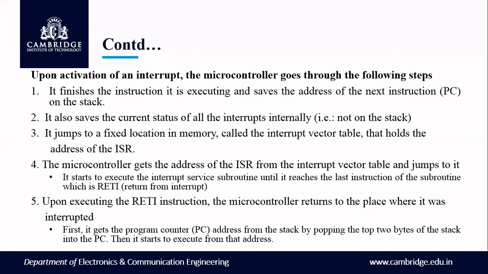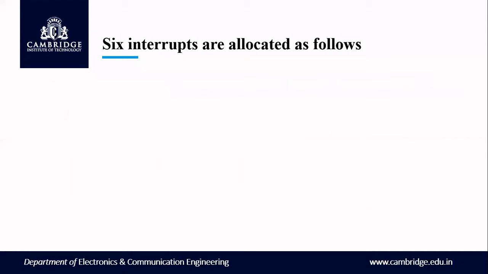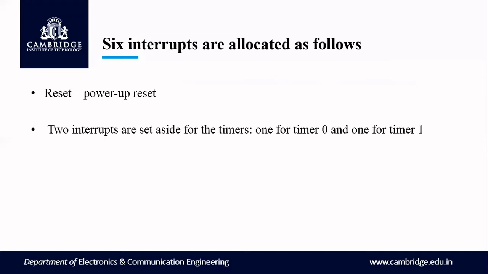Normally, whenever an interrupt occurs, a microcontroller will follow this. So let us see now how many interrupts there are in 8051. There are 6 interrupts allocated. The first interrupt is reset. We know that reset is the power up reset. It is pin 9 in the 8051 IC. In some books we exclude this reset because it is a normal procedure. Excluding reset, we have a total of 5 interrupts in 8051.